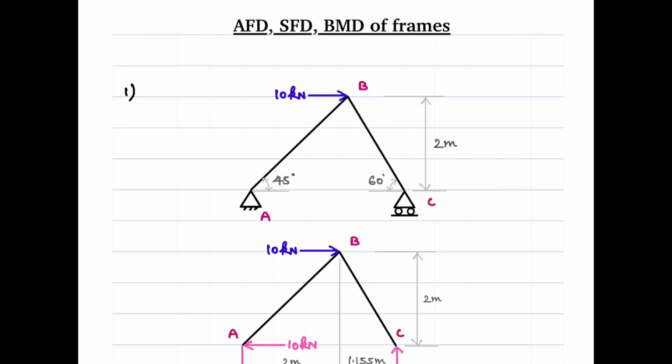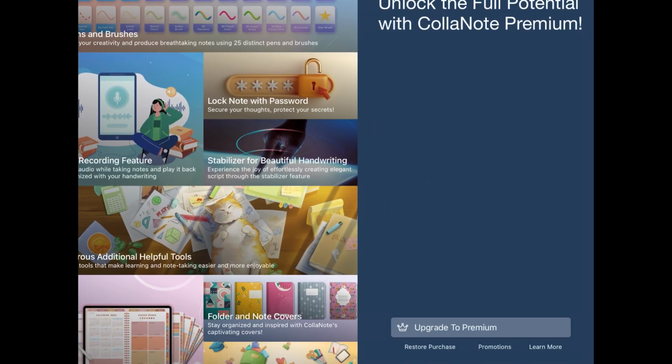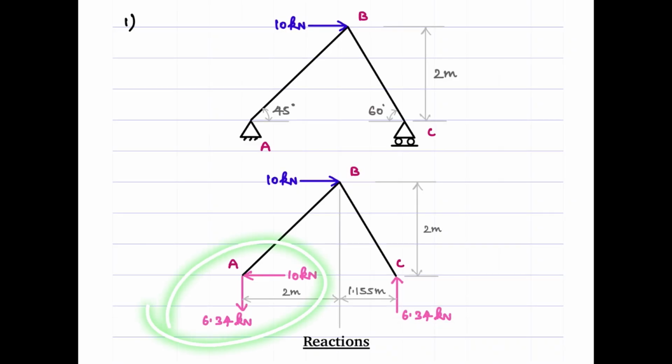In this video, we're going to see how to draw the axial force, shear force, and bending moment diagrams of four frames. The first problem, we have two members AB and BC of the frame shown. First, we will determine the support reactions. This is a determinate frame, therefore, we can directly find the support reactions as shown here.